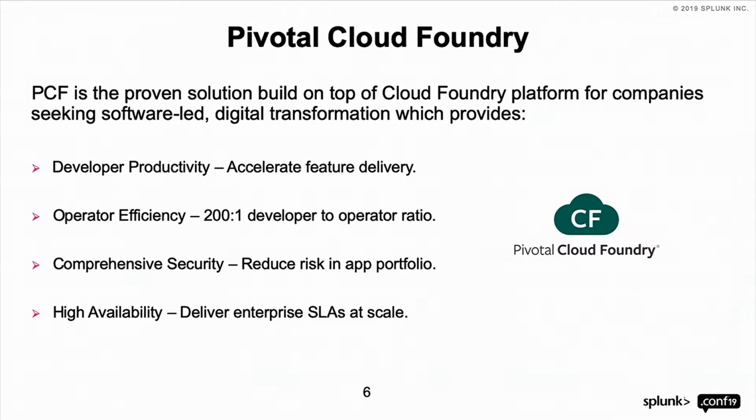Comprehensive security, as it says, reduce risk in your app portfolio. Apps are deployed in a consistent, repeatable way, which makes it easy to audit and control what's running on the platform at any given time. Basically protect systems from attackers using Pivotal's three R's of security, that is repair, repave, and rotate. And high availability. Rely on built-in high availability to keep customer-facing systems online under even the most challenging circumstances.